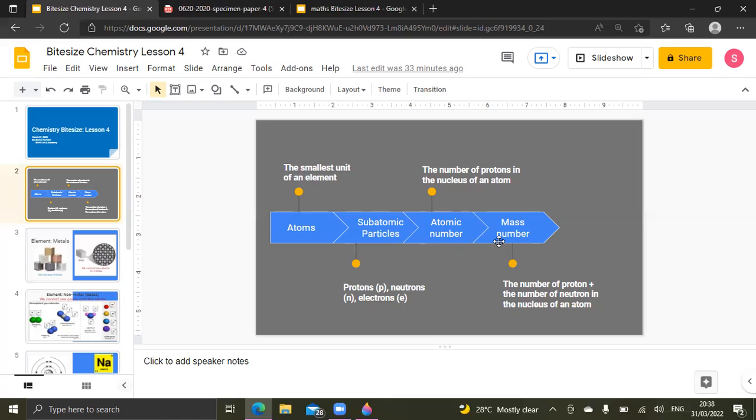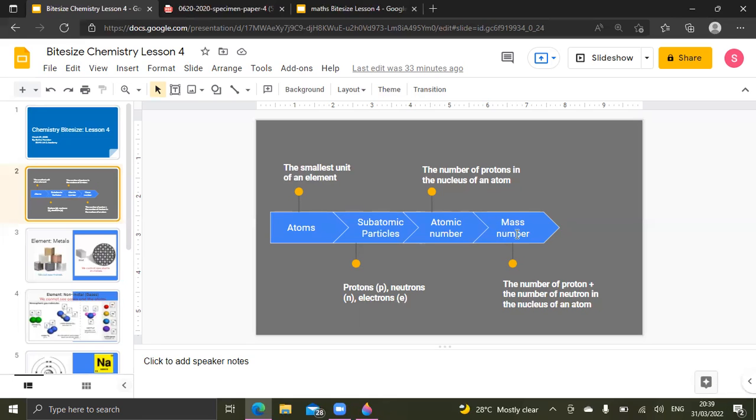What do you need to know about atomic number? You do need to know by heart the definition of atomic number. It's the number of proton in the nucleus of an atom. You have to be able to define it. They always ask this question in the multiple choice. Sometimes they try to trick you. They will say the number of electron in an atom, which is wrong. Do not answer the number of electron in an atom. It's the number of proton in the nucleus of an atom.